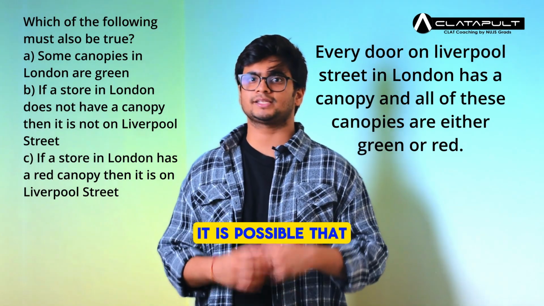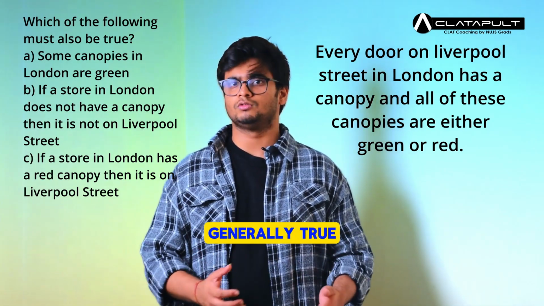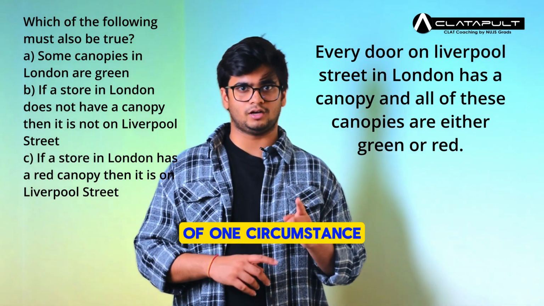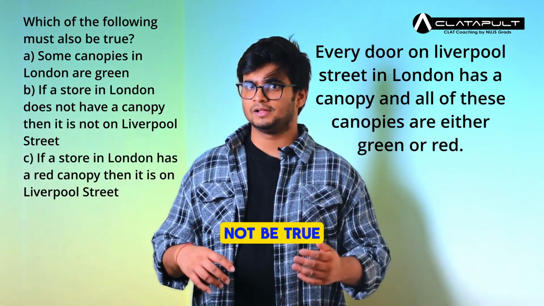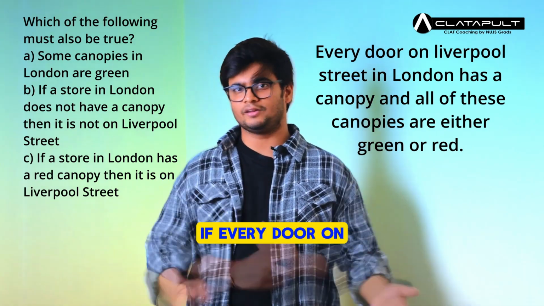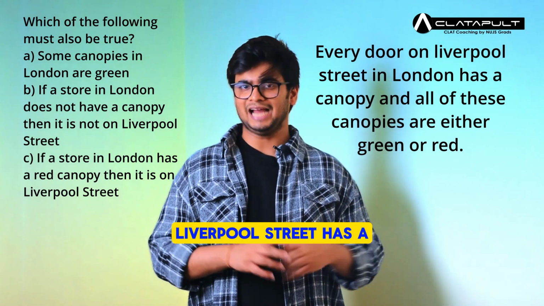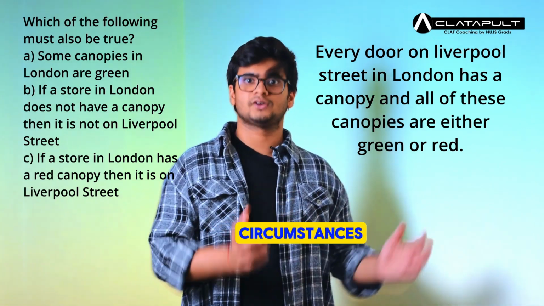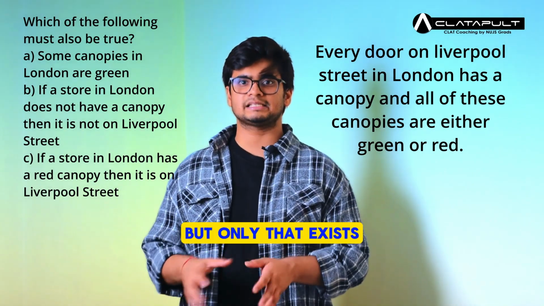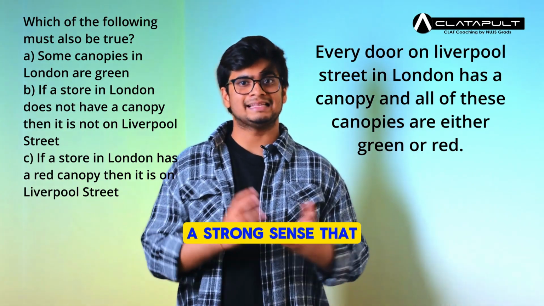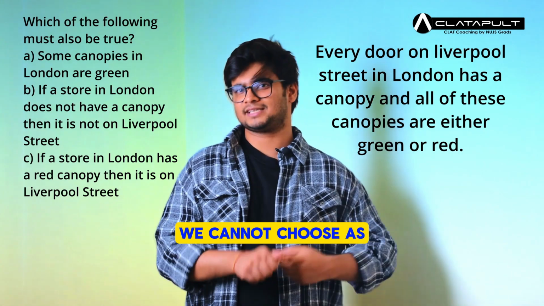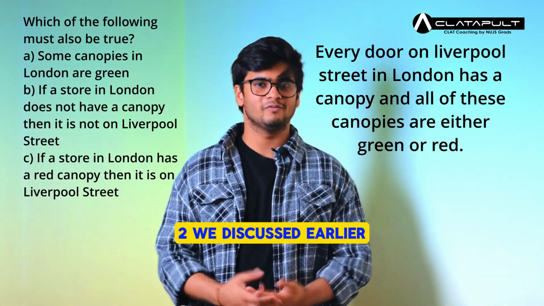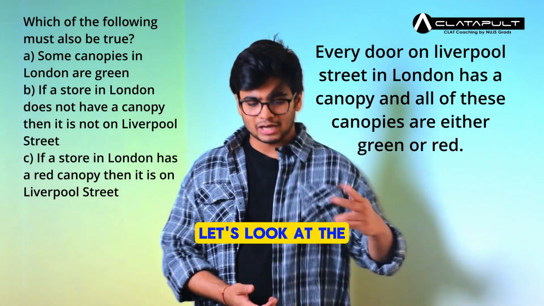It is possible that statement number 1 is generally true. However, we can think of one circumstance where statement 1 will not be true, the only circumstance being if every door on Liverpool Street has a red canopy. Since the statement is not true in all circumstances, but there only exists a strong sense that it might be true, we cannot choose this as an inference as per rule number 2 we discussed earlier. Let's look at the second statement now.